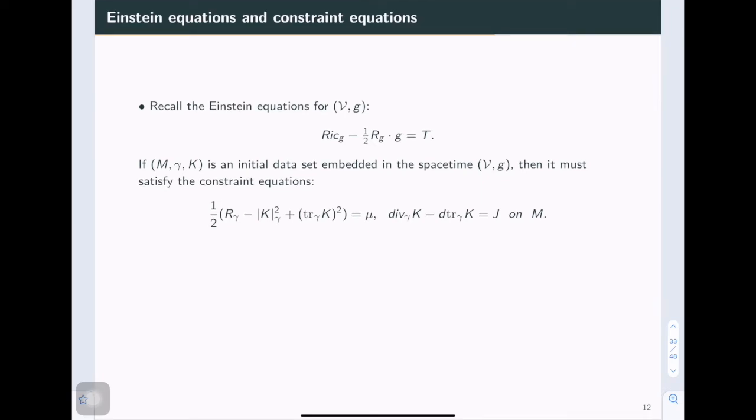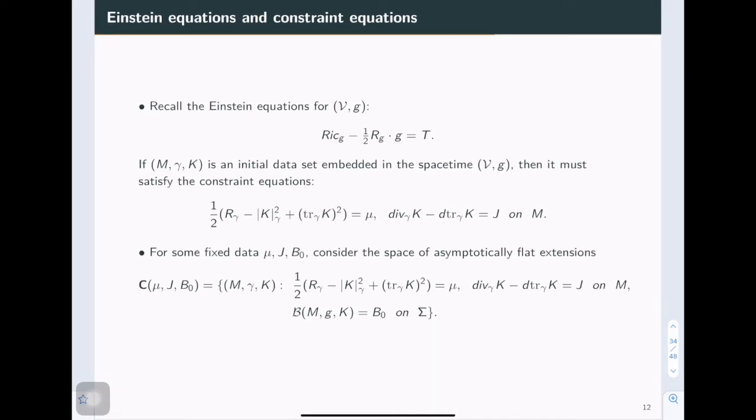Recall that any spacetime must satisfy the Einstein equations. Because of this, any initial dataset embedded in a spacetime must satisfy the constraint equations, where on the left-hand side we have the curvature tensors, and on the right-hand side we have nu and J, which are uniquely determined by the stress-energy tensor T. The constraint equations are essentially obtained from the Gauss and Codazzi equations for hypersurfaces in differential geometry.